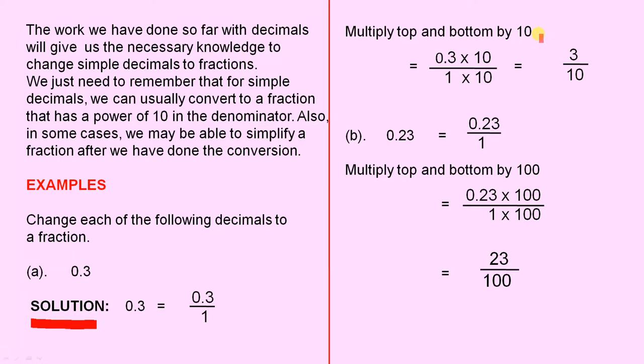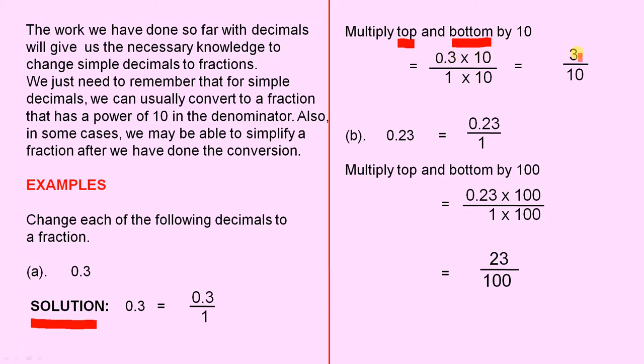Now, we multiply top and bottom by 10. Top and bottom means numerator and denominator. It's a little bit easier to write top and bottom. So 0.3 times 10 over 1 times 10. All we've done is take 0.3 over 1 and multiply the top and bottom by 10. Because we've multiplied top and bottom by 10, the value does not change. It's exactly the same value because we've multiplied by the same number in the numerator as the denominator.